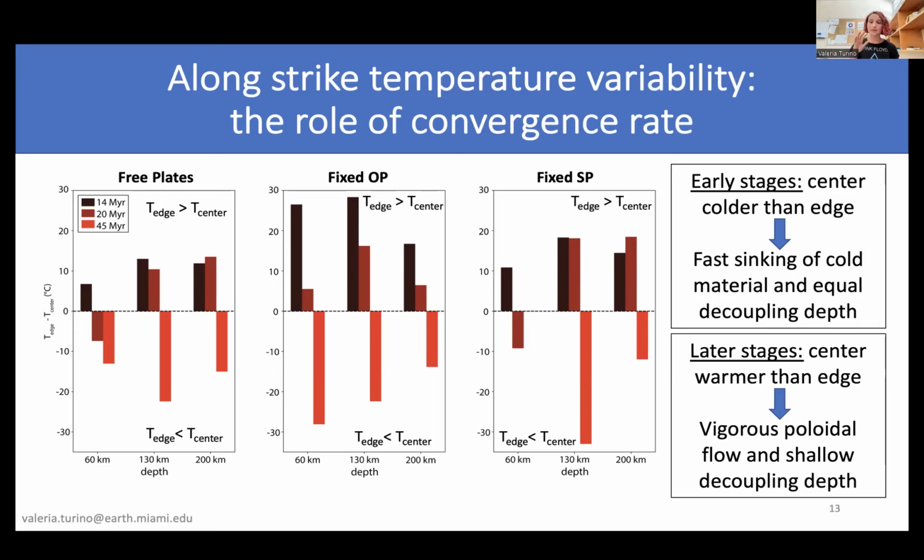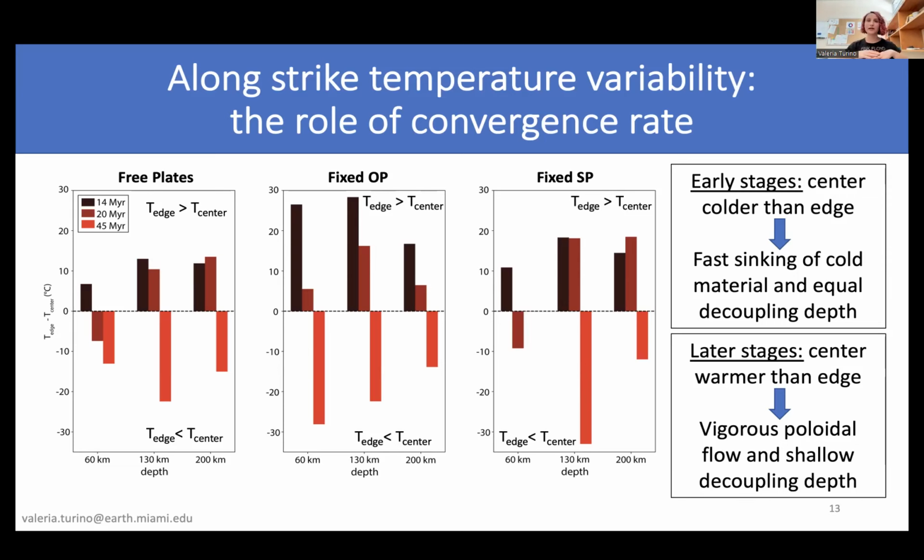And this slower convergence rate makes it so, in this case, we can efficiently transfer heat from the mantle wedge on the slab top. And the fact that the convergence rate is higher at the center of the plate, not by much, but it's still higher, makes it so colloidal flow is a lot more efficient here at the plate center, and results in more transport of warm material from the mantle into the mantle wedge at the plate center.